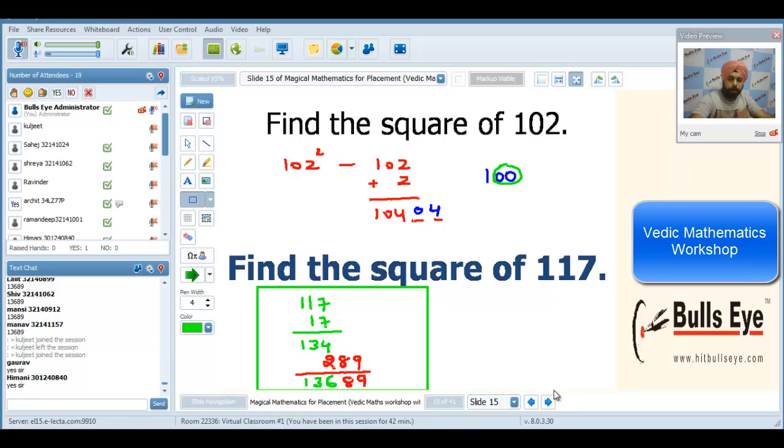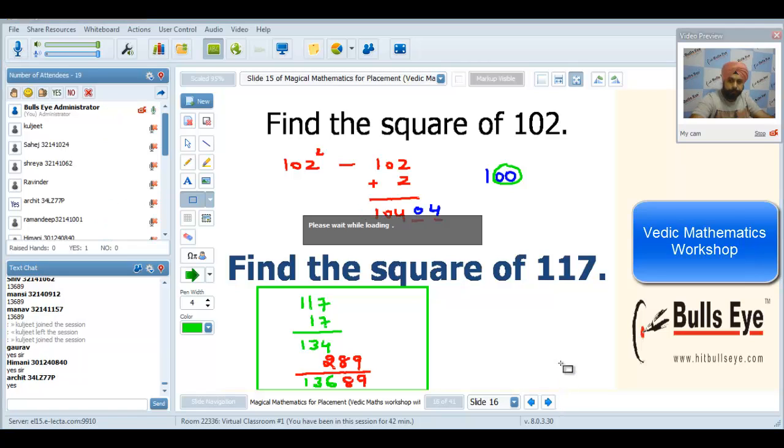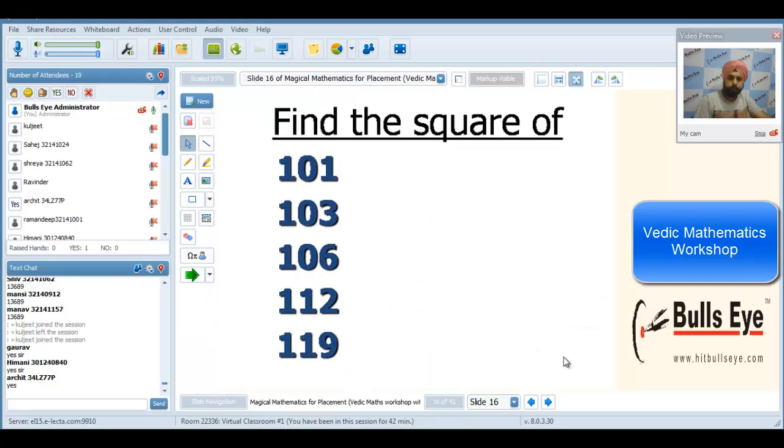Okay, a few more questions to practice. Find the squares of these numbers.